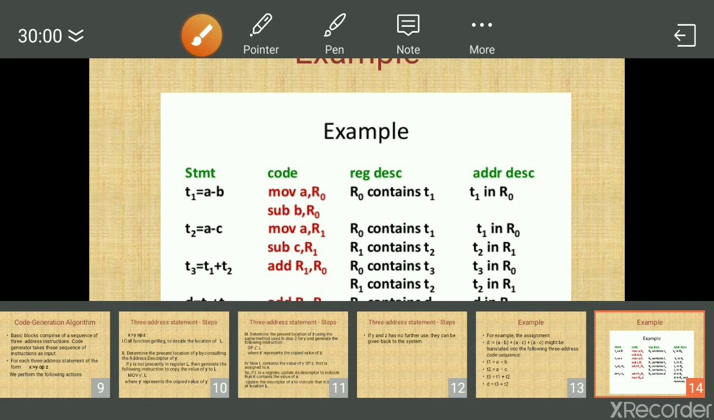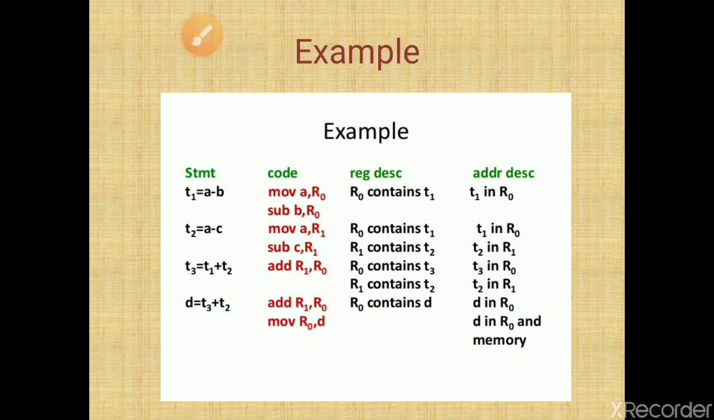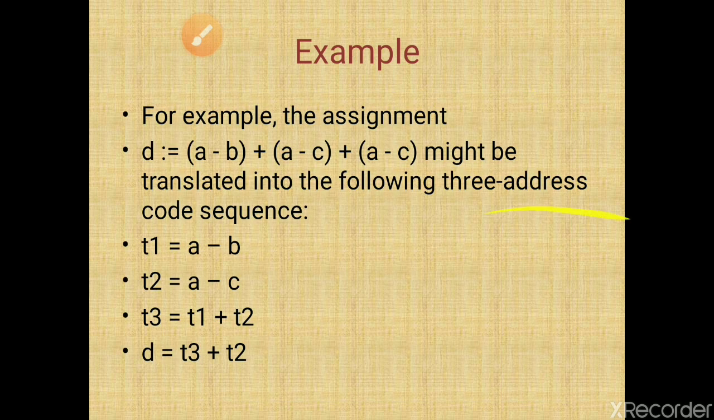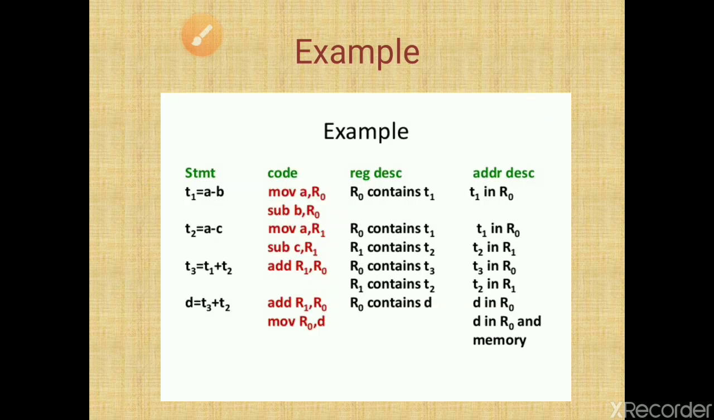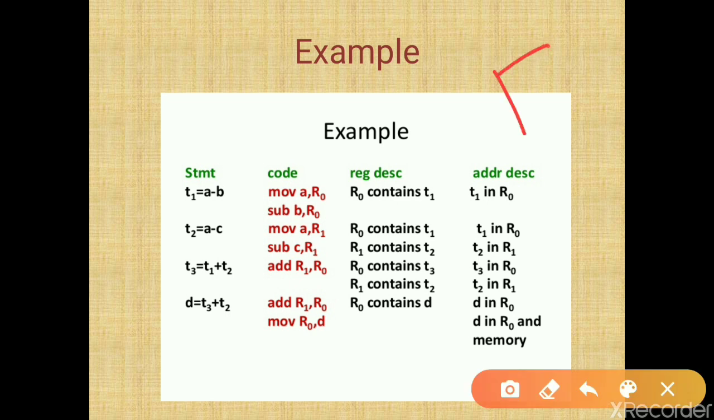Now next, see what is happening here. Move a comma R0. There is a register called R0. What is R0 doing? R0 is copying the value of a. Move a comma R0. So this is the case.